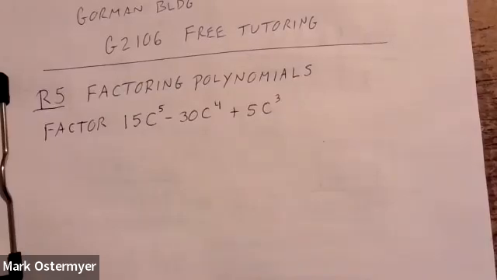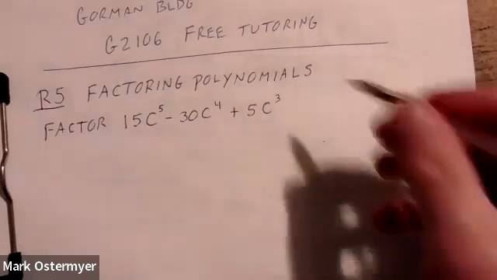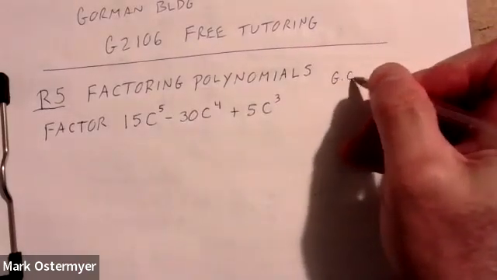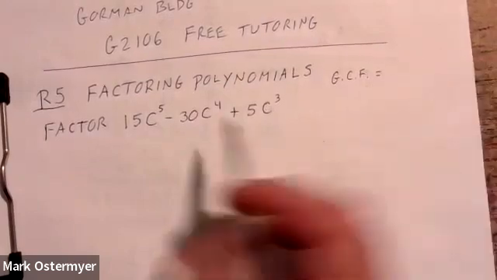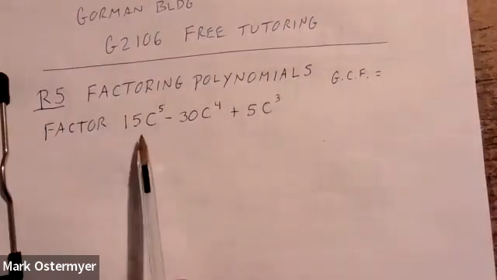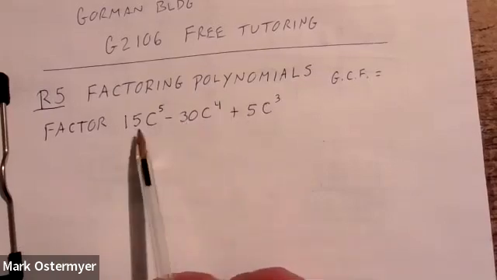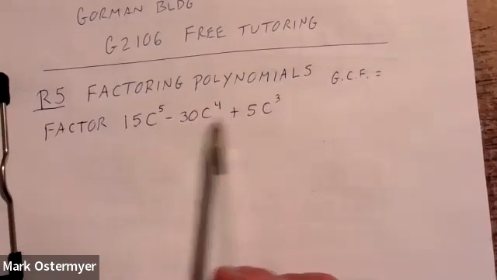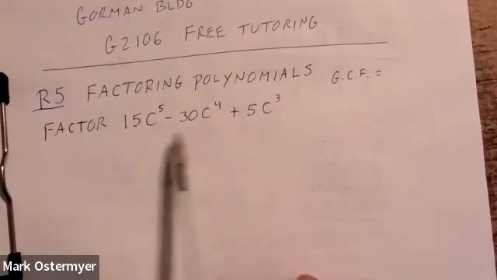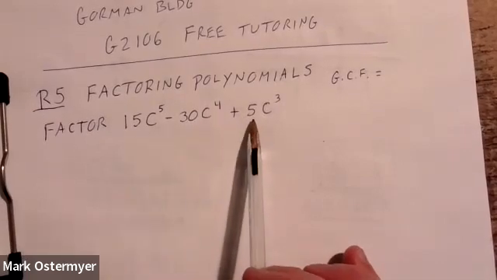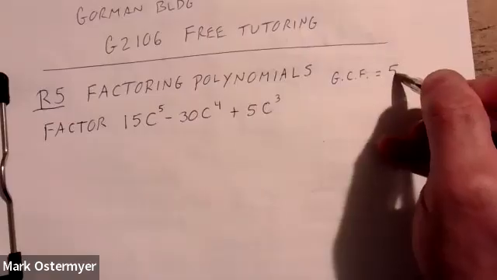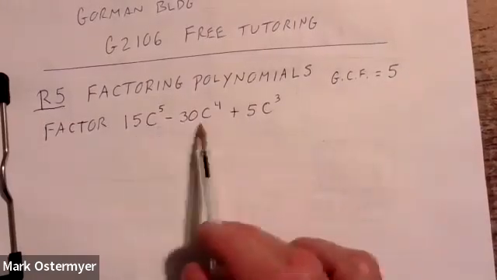Well, I'm trying to find what's called the greatest common factor or greatest common divisor of each of these 3 terms here. Now, if you look at just the coefficients, 15, 30, and 5, what would be the largest number that divides into 15, 30, and 5? Anybody? 5. Okay, so 5 definitely would be the greatest common factor of 5, 15, and 30.